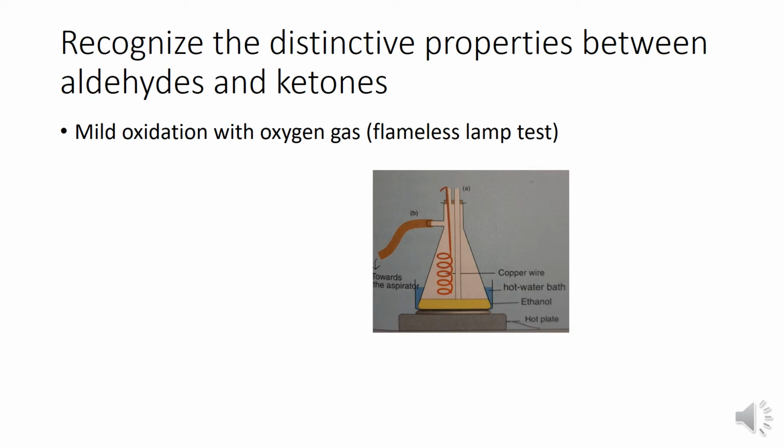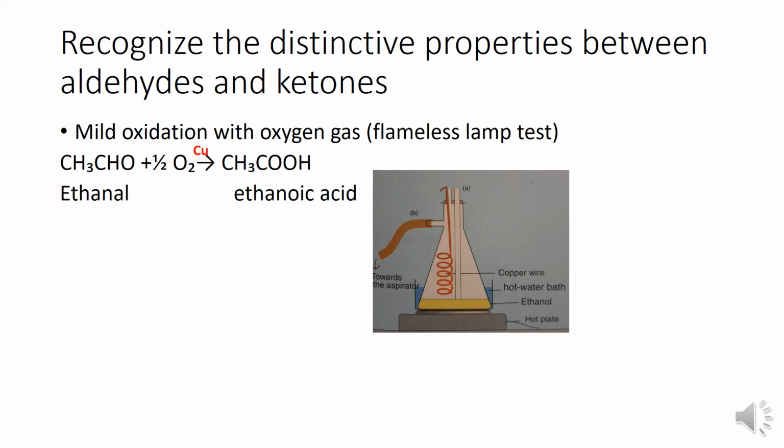Now, upon continuous mild oxidation, the aldehyde, which is the ethanal plus half O2 in the presence of this copper wire, what do we get? We get the ethanoic acid. So ethanol can change to ethanoic acid.